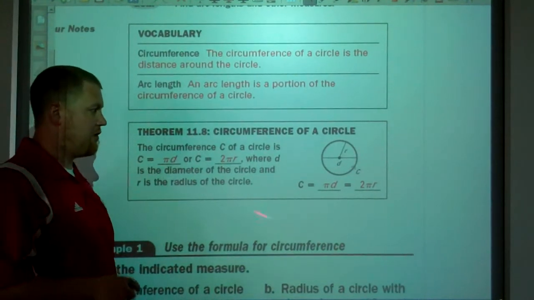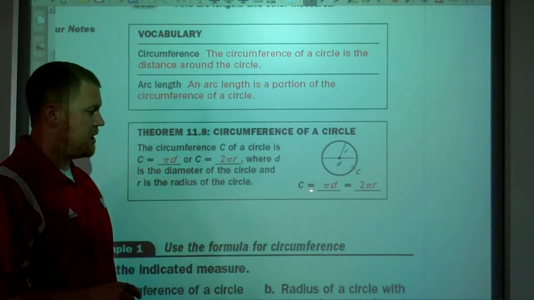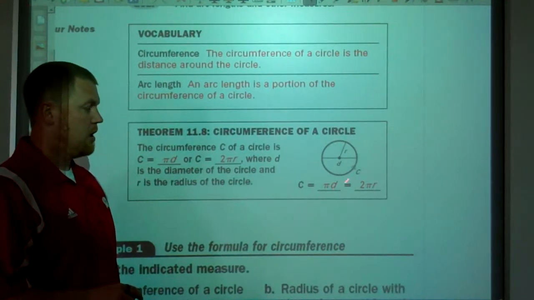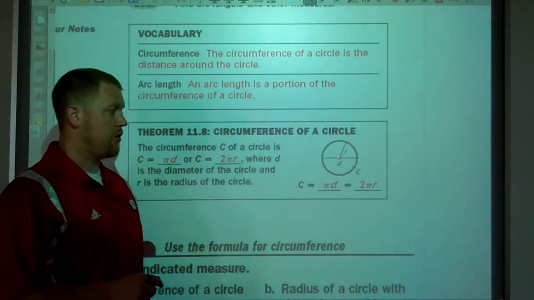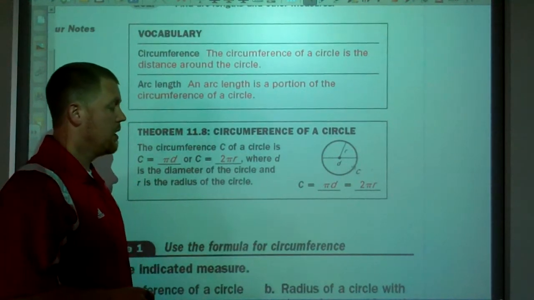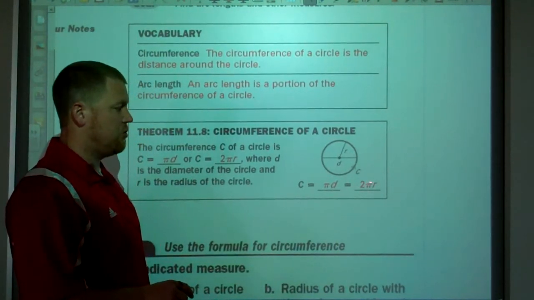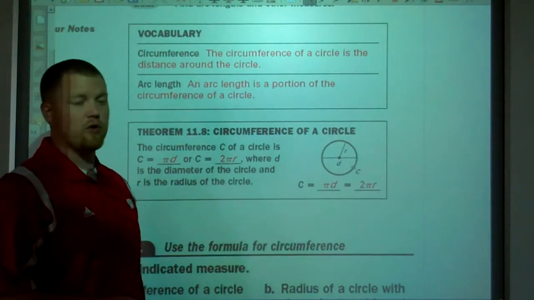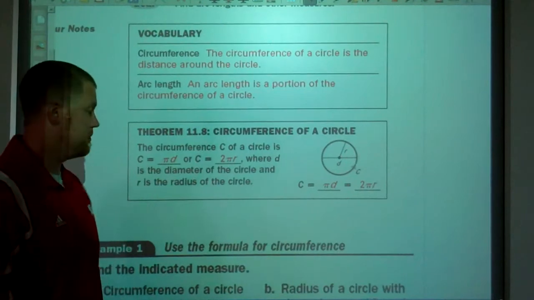The equation for circumference you have seen before, this is not new. There's two ways to write it. Circumference equals pi times diameter. And diameter again goes from one point on the circle to another point on the circle through the center of the circle. Or the equation can be rewritten as C equals 2 pi r, and r stands for the radius, which is from the center of the circle to a point on the circle.